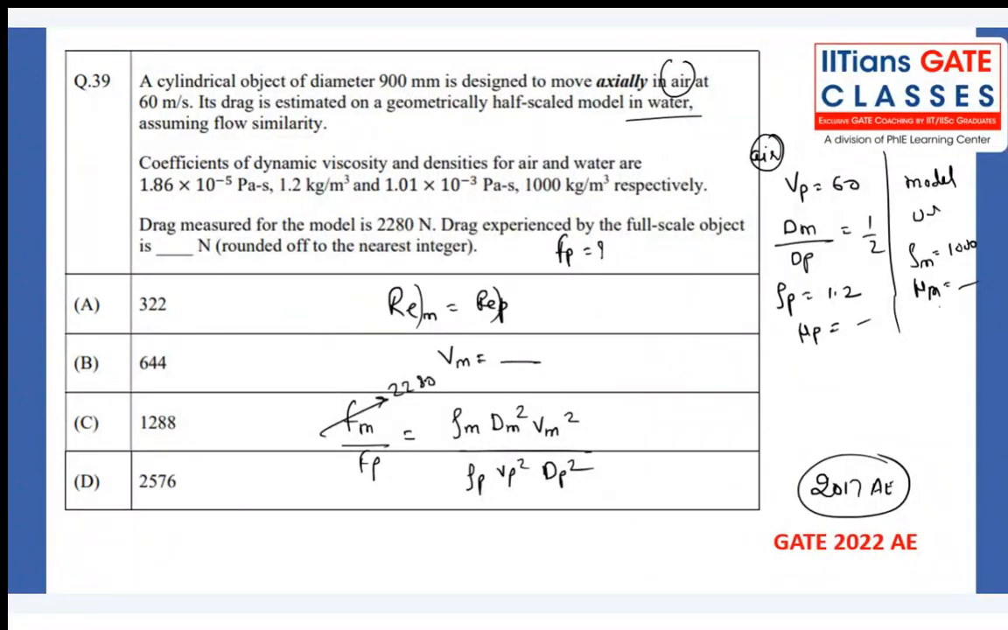You know Vm from here. dp you know, vp you know, rho p you know, rho m you know, vm you know. You can calculate Fp. Again a very simple one. You will get the answer approximately 644. Nearest value you will get 644. Make a note of it.